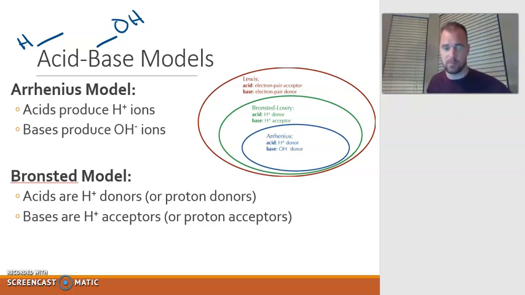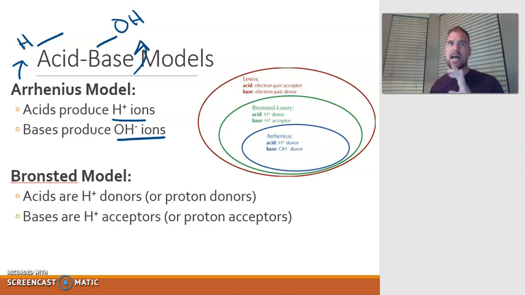So the Arrhenius model, out of all the models of acid-base, is the most restrictive in its definition. So you can see over here, there's 3 models of acids and bases. There's the Arrhenius model, the Bronsted-Lowry model, and then the Lewis model. And you can see the Arrhenius model, by its definition, is the most exclusive, meaning it's very restrictive. And so based on this model, acids are defined as producing hydrogen ions, and bases are defined as producing hydroxide ions. And so that would be like what we talked about up here. And so is that incorrect? No, that's not incorrect. That is correct. Acids produce hydrogen ions and bases produce hydroxide ions.